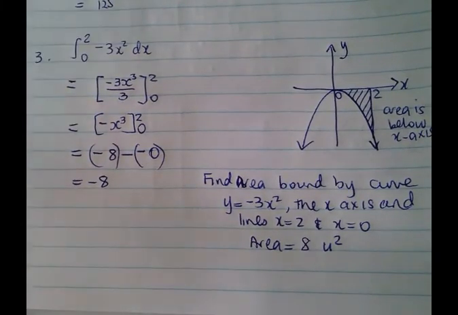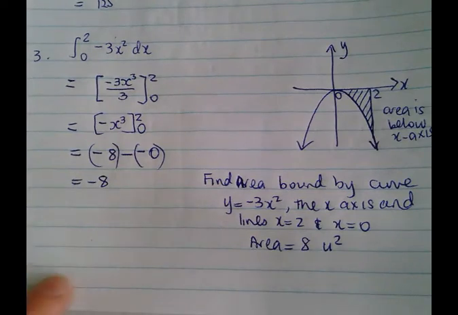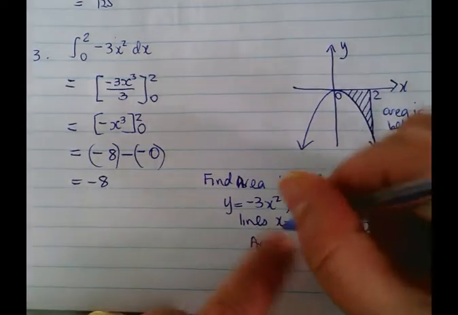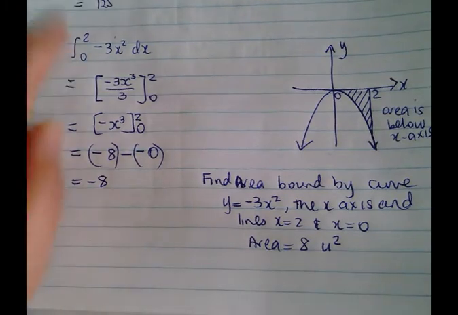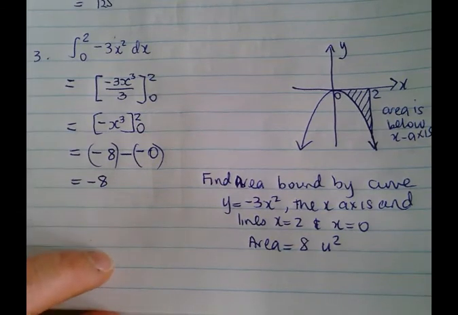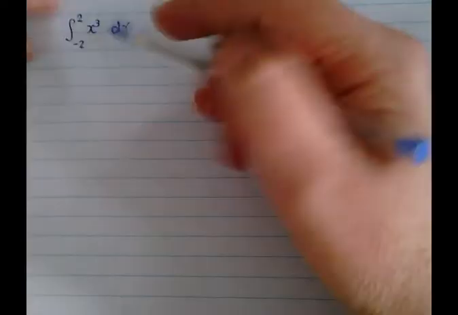If they just ask you the integral, no context in the question, they're not talking about area, you write your answer as negative 8. But if they ask for the area bound by that curve and the x-axis and the lines x equals 2 and x equals 0, you do the integral, but then you make the conclusion. Therefore, the area bounded by the curve and the x-axis is positive 8 units squared, because there's no such thing as negative lengths and there's no such thing as negative areas. Okay?